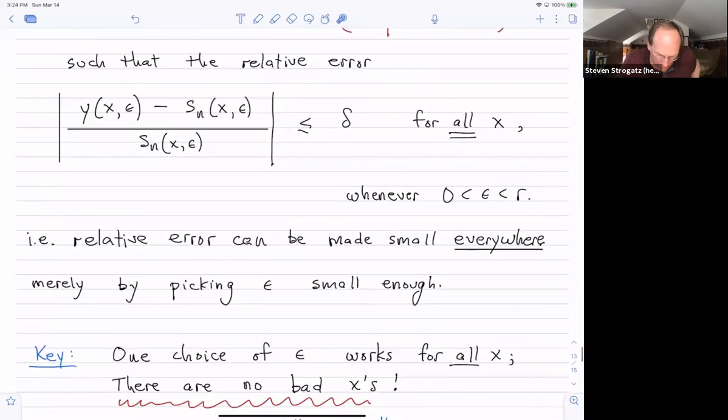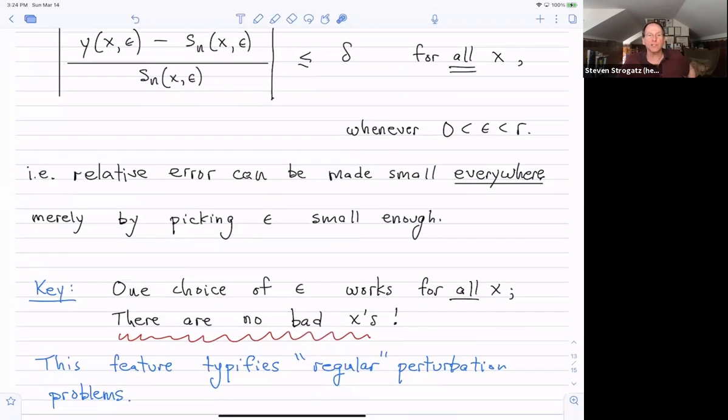And that's the key thing. One epsilon works for all the x's. There's no bad x's. One epsilon does the trick for all of them. That is what is typical of regular perturbation problems, as opposed to what we're going to study in the rest of the course, singular perturbation problems where there are bad x's.